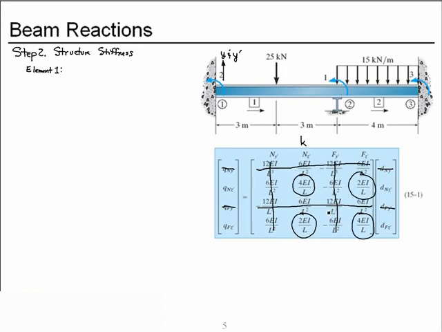Well, common to each of those is L. So for element 1, L equals 3 plus 3, 6 meters. So some coefficients will be 4 EI over L. If we pull EI out, we'll need 4 over L. 4 divided by 6 meters gives us 0.667 per meter. Some of the coefficients are 2 EI over L. If we pull the EI out, 2 over L, the 2 over 6 meters will give us 0.333 per meter.